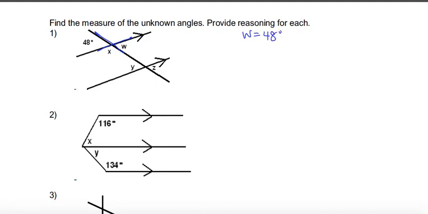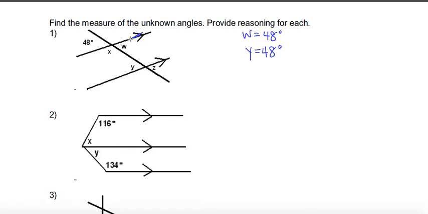Okay, so unfortunately I don't have different colors available to me, so I'm just going to erase them and do another one. So now that I know W, I can use the Z pattern to find Y. So Y is also going to be 48 degrees because these two angles are exactly the same. I could also use W to find Z.